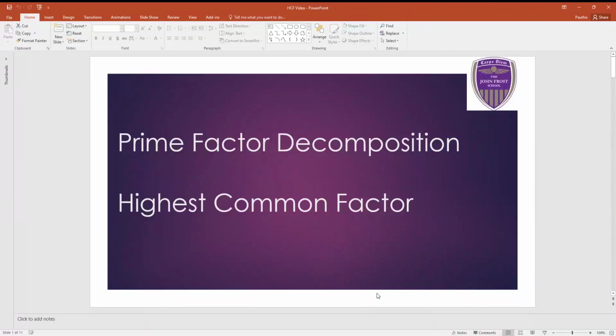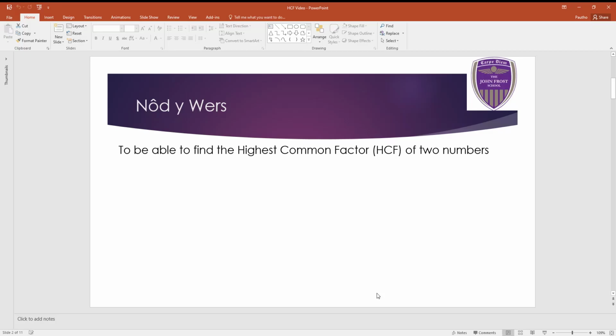Okay, welcome to this video on finding the highest common factor of two numbers using prime factor trees. I'm going to call the highest common factor the HCF from now on to speed things up. So we're going to find the HCF of two numbers.